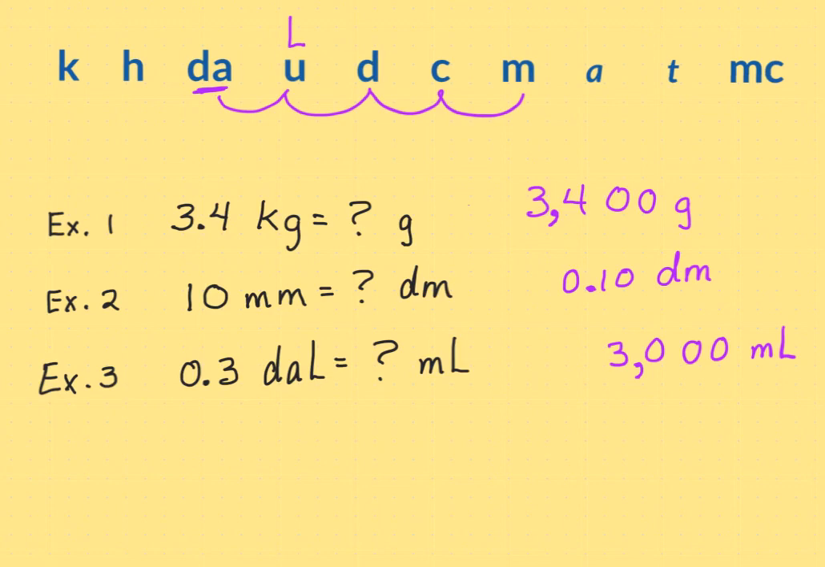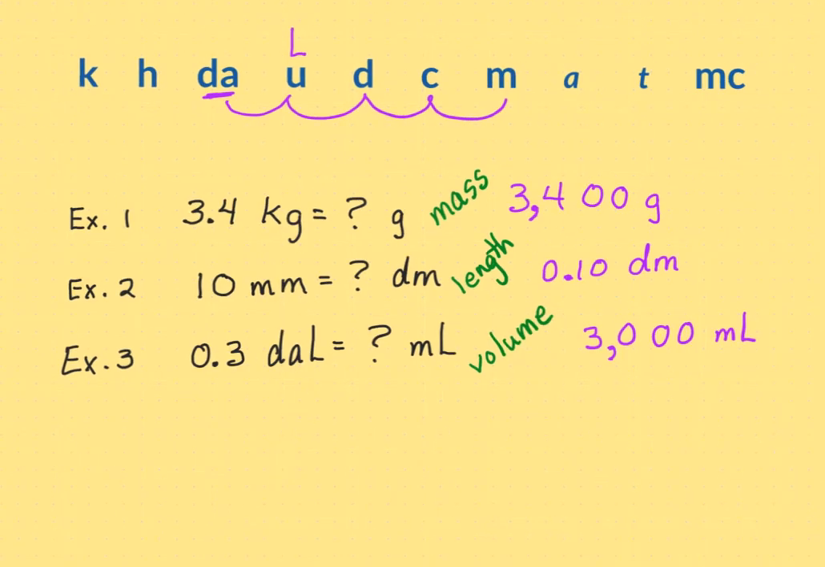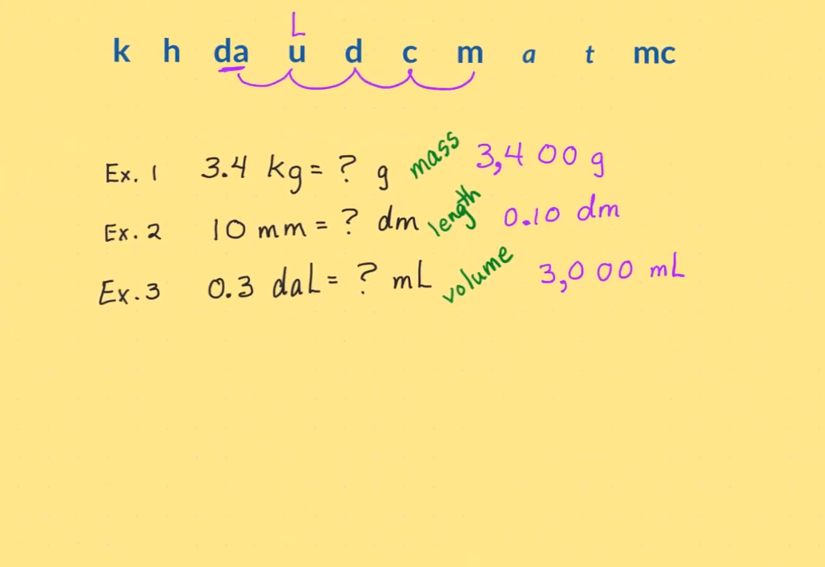Please remember, if you're using the base unit of grams, you are measuring mass. If you're using the base unit of meters, you are measuring length. And if you're using the base unit of liters, you're measuring volume. There is another way to measure volume in the metric system. I'd like to show that to you now.